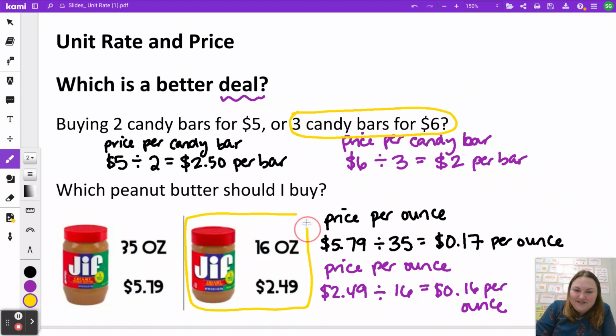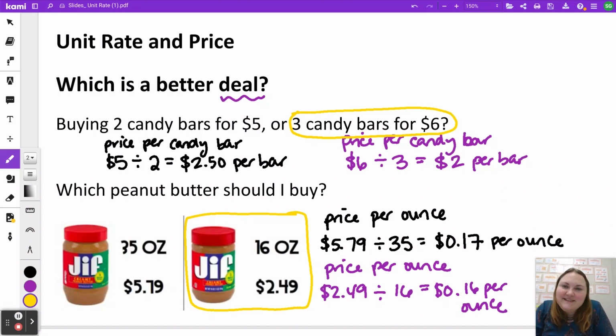That second option there, I'm spending just a little less money for each ounce of peanut butter. It's only a penny difference, but remember that's a penny for each ounce of peanut butter. So if you buy a ton of peanut butter during a year, those pennies add up. This idea of finding the price per candy bar, or the price per ounce, is going to be what this lesson is all about. What we were finding in both of these problems is something called unit rate.